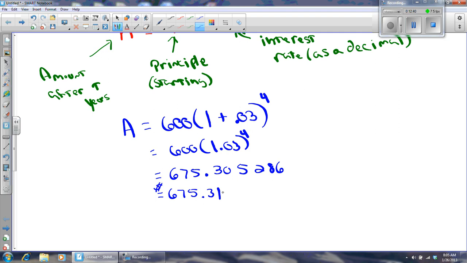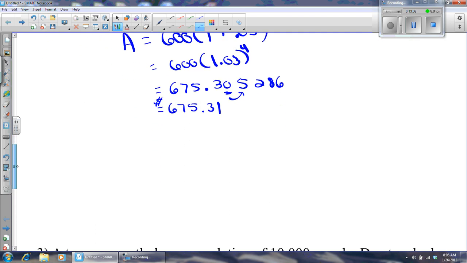Since we're doing money, I'm going to round to the hundredths place. I look behind the hundredths number to the thousandths place. Five or more, I raise the score. So it becomes 31. See the 30, it became 31. Four or less, I would have given it a rest and I would have just said 30 cents. All right, so at the end of the 4 years, you'll have an extra $75.31.